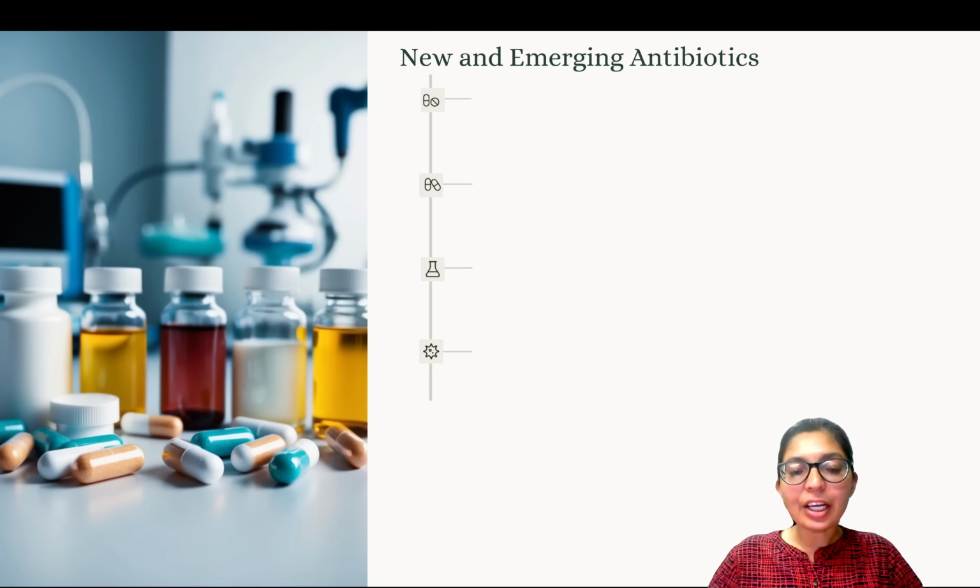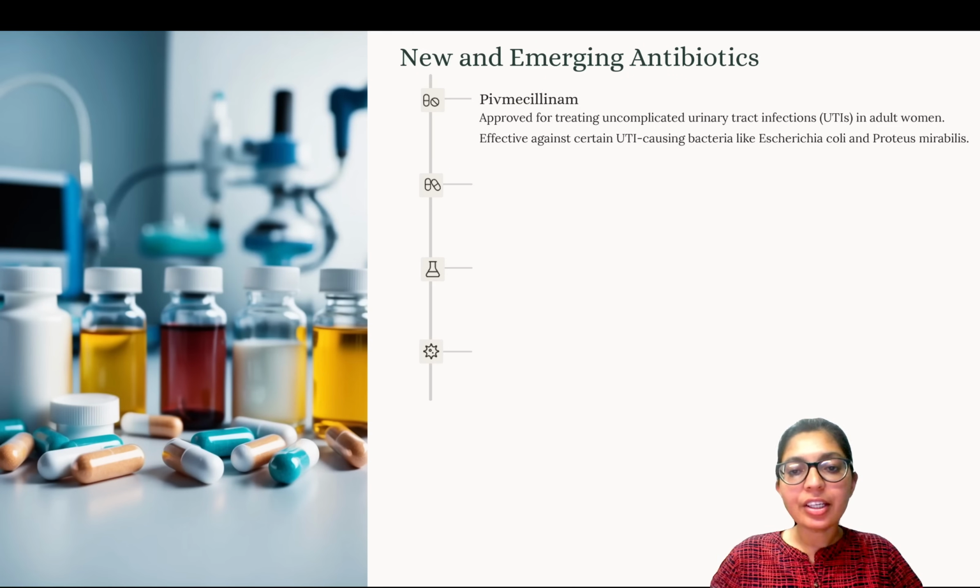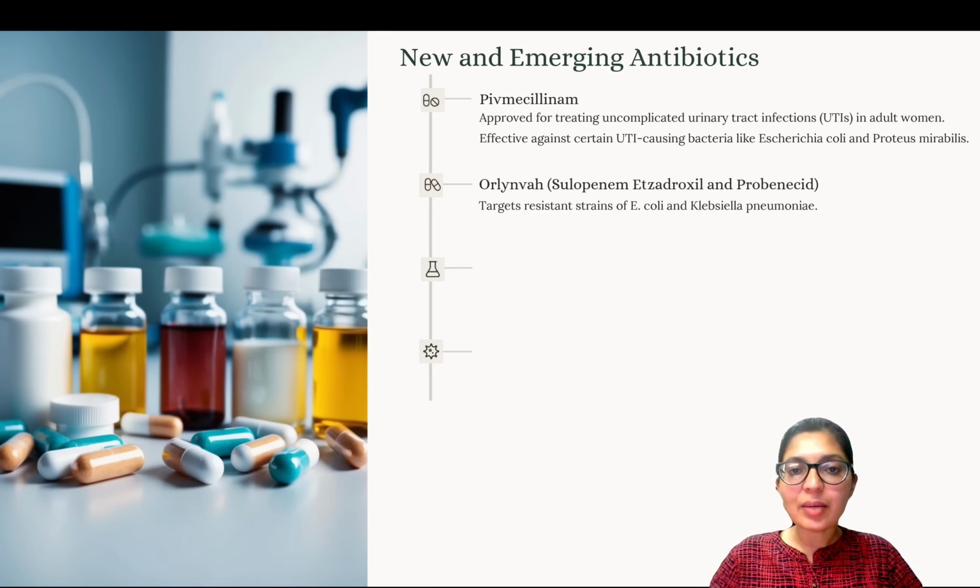New and emerging antibiotics. Pivmecillinam, approved for treating uncomplicated UTI, urinary tract infection in adult women. Effective against certain UTI causing bacteria like E. coli, Escherichia coli or Proteus mirabilis. Orlynvah, sulopenem etzadroxil and probenecid. Target resistant strains of E. coli and Klebsiella pneumoniae. Designed for patients with limited oral antibacterial treatment options.